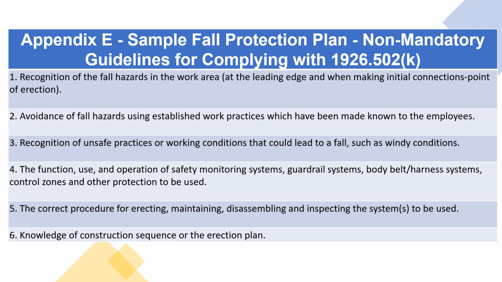4. The function, use, and operation of safety monitoring systems, guardrail systems, body belt/harness systems, control zones, and other protection to be used. 5. The correct procedure for erecting, maintaining, disassembling, and inspecting the systems to be used. 6. Knowledge of construction sequence or the erection plan.